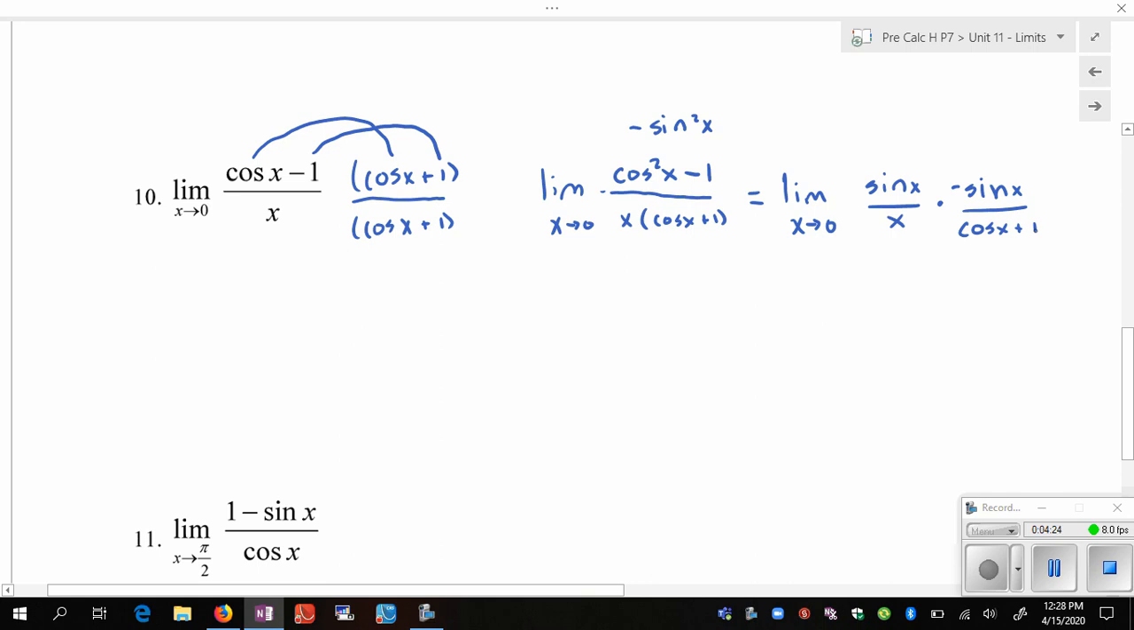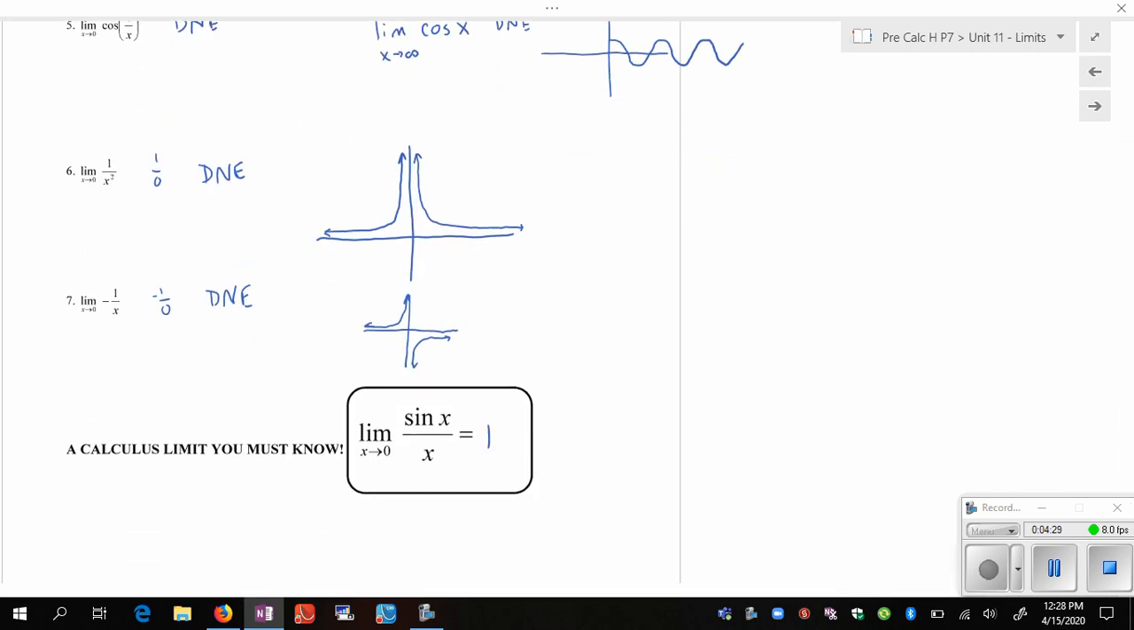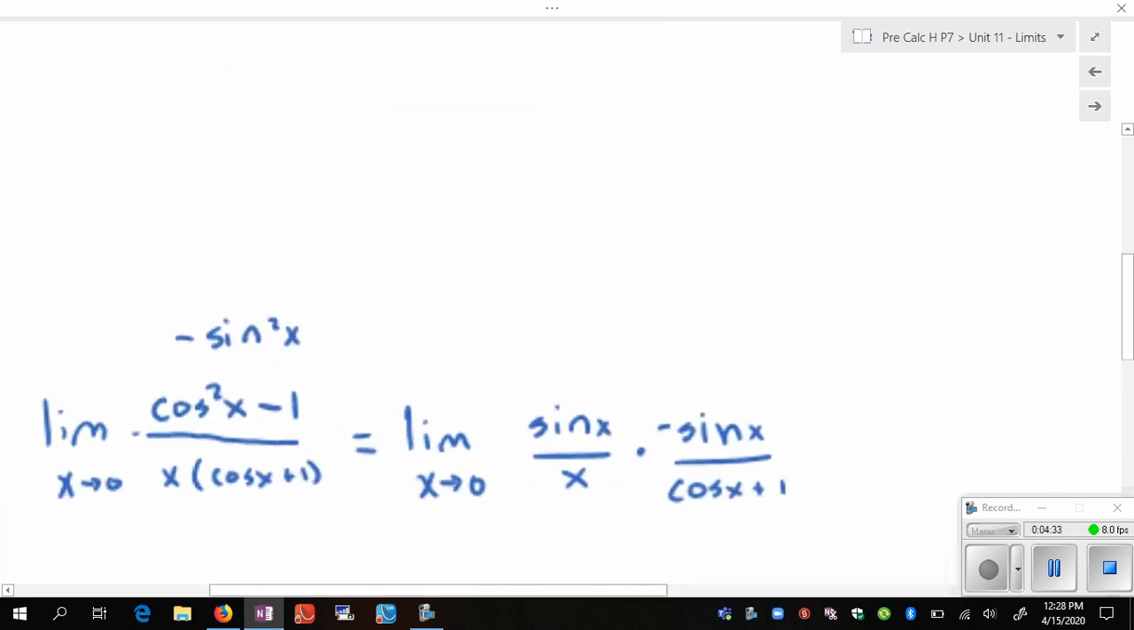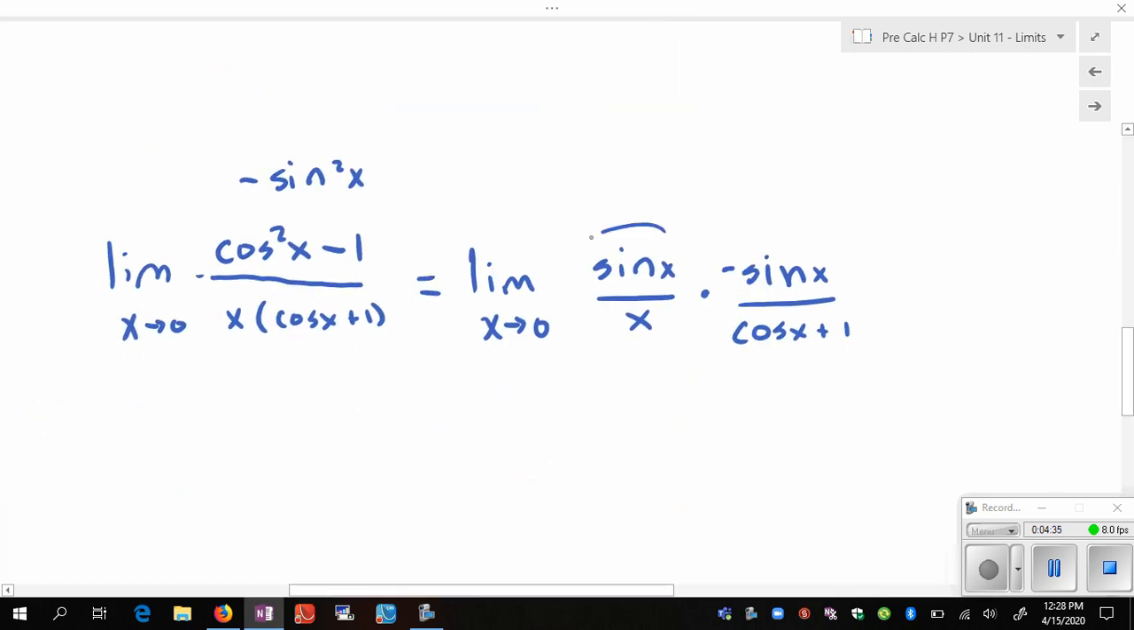This is the identity we talked about here on this page, sine x over x. When I do the limit of that as x goes to 0, that's 1. So when I do the limit of this piece, that's 1. And then when I do the limit of this piece by direct substitution, we get 0 up top over 2. And so 1 times 0 over 2 is just 0.